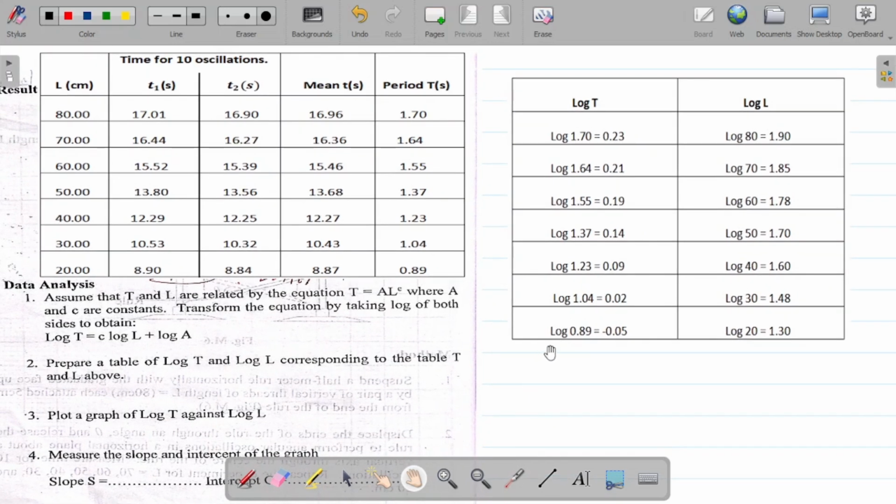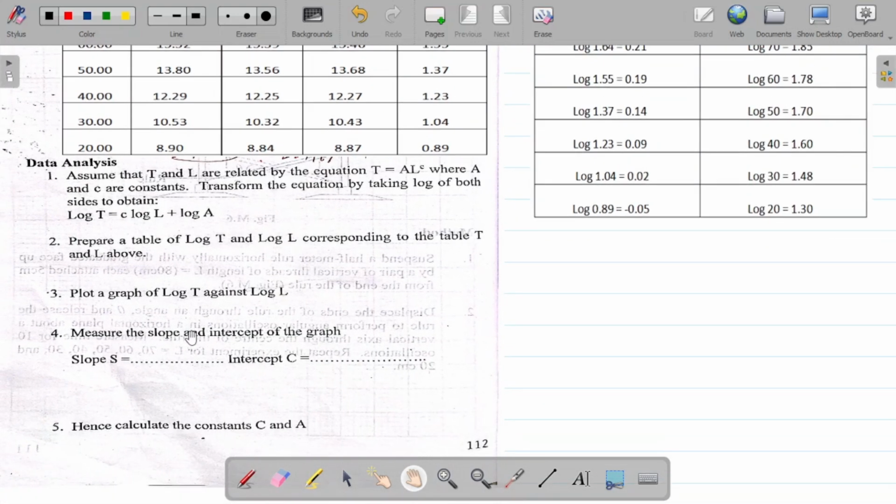Now, mind you, in your own table, you don't have to show this log. It's not important. Just go straight to writing these answers. Like, so here should be 0.23, 0.21, 0.19. They know how you got it, all right? I'm only writing this one here because I'm explaining so that you understand better, all right? So in your own table, you don't have to start writing log 1.70. It's not important. Just write the final answer. So here should just be 0.23, 0.21. So also here should be just 1.90. You don't have to write log 80. They know it's log 80, right? So just write the final answers. That's what I'm saying. All right, so if I'm done with that, what's the next thing?